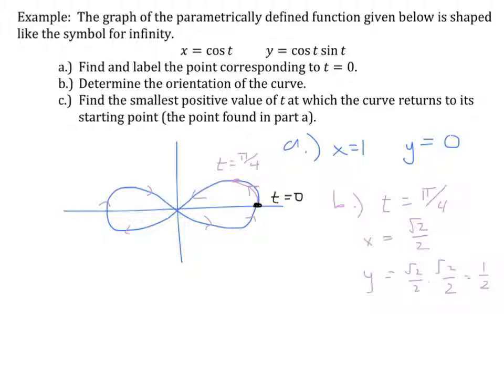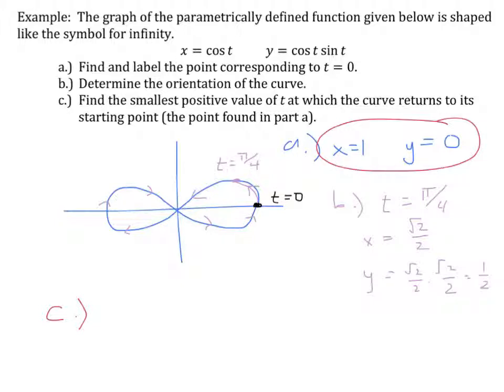So the final question that I want us to process then is, what is the smallest positive value of t where the curve returns to its starting point? In other words, what's the smallest value of t where we're going to get back to that initial point? So pause the video, figure that out, solve that, and come back and we'll talk about it. Right? So the idea is we want to know when we get back to the point (1, 0).